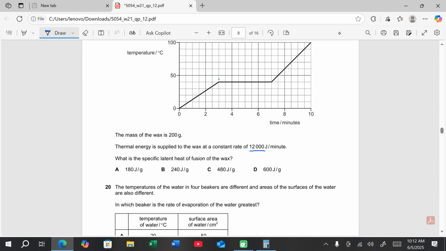Since it started to melt at 3 minutes and it melted completely at 7 minutes, so it takes 4 minutes. So 4 times 1200 is going to be 4800 joules. This is the energy, and you know the formula is E equals m LF. Energy is 4800, mass is 200 grams, LF is the one that you need to know. Divide that by, so you'll get 240.